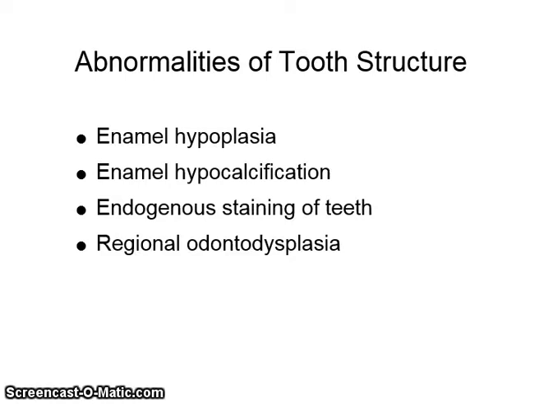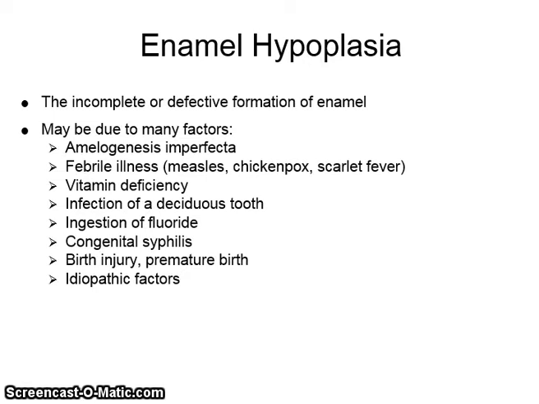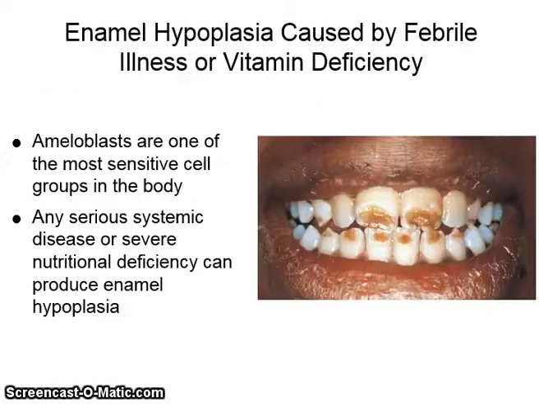Abnormalities of tooth structure include enamel hypoplasia, enamel hypocalcification, endogenous staining of teeth, and regional odontodysplasia. Enamel hypoplasia is the incomplete or defective formation of enamel and may be due to many factors such as amelogenesis imperfecta, febrile illnesses, vitamin deficiency, infection of a deciduous tooth, ingestion of excessive amounts of fluoride, congenital syphilis, birth injury or premature birth, and idiopathic factors.